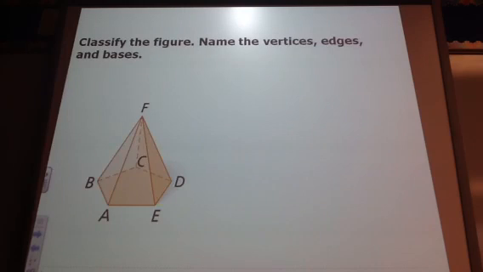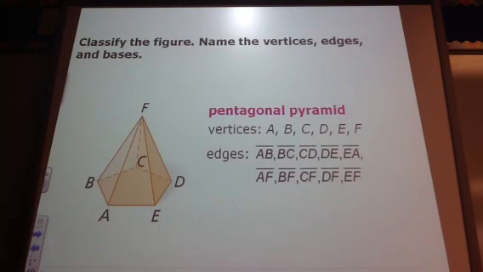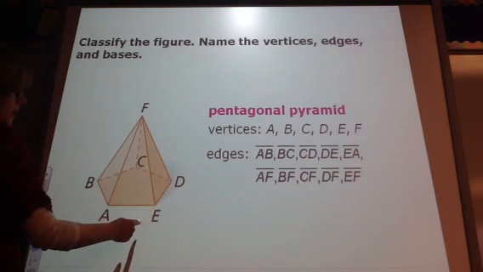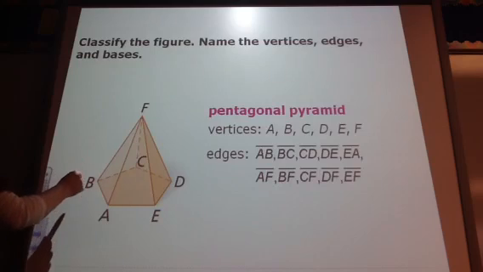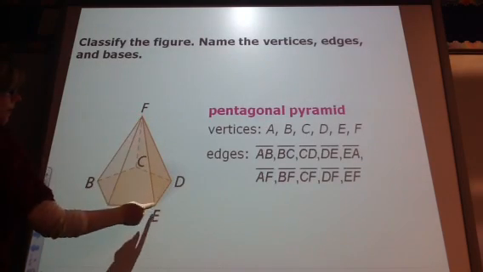Okay, classify the figure. We have one base and we have a vertex, so it's some type of pyramid. You name the pyramid by the base. That's a five-sided base, so that's a pentagonal pyramid. Name the vertices. The vertices is where you have at least three faces that intersect, so it's A, B, C, D, E. Name the edges. So you have A, B, B, C, C, D, D, E, E, A. And then you have A, F, B, F, C, F, D, F, and E, F.